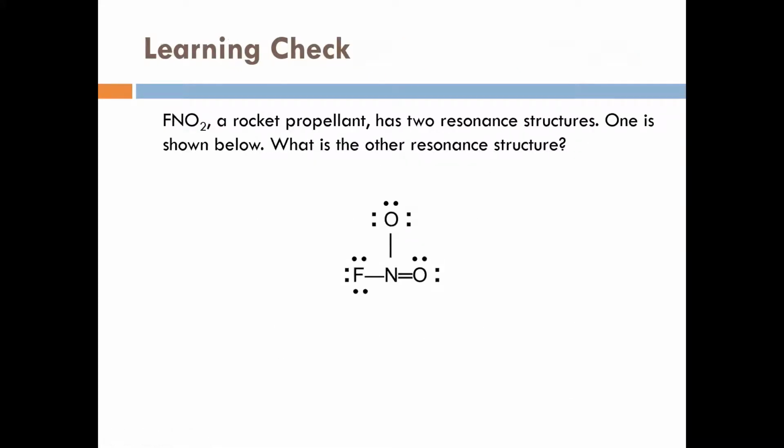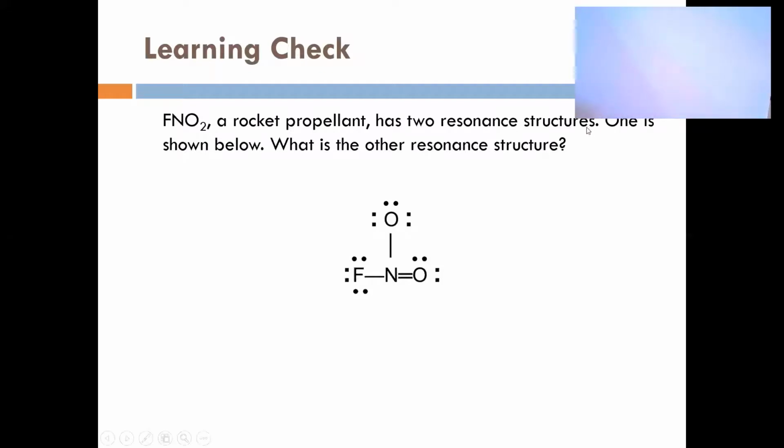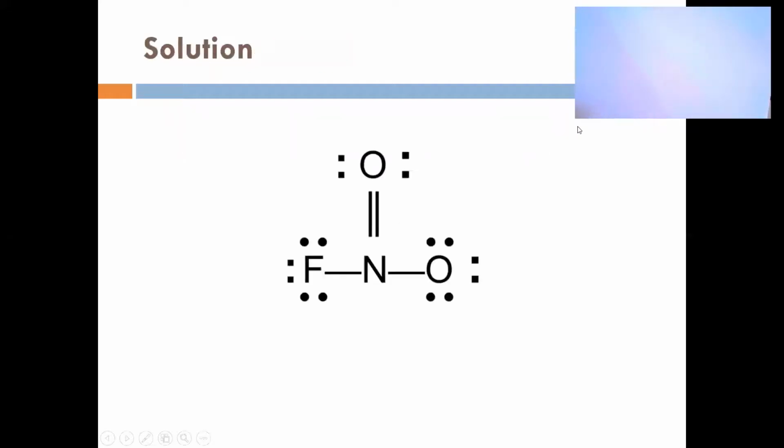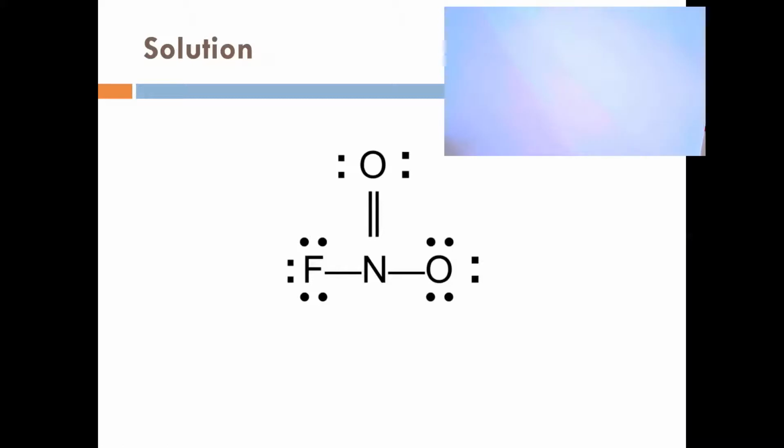So with that being said, let's think of FNO2. I shouldn't have a 3, there should be a 2. FNO2, it's rocket propellant. And in this case, there's 2 resonance structures possible for this one. So one is shown below. What could the other one be? So you have to remember, and let's kind of think about this one, and we'll try to draw it out.